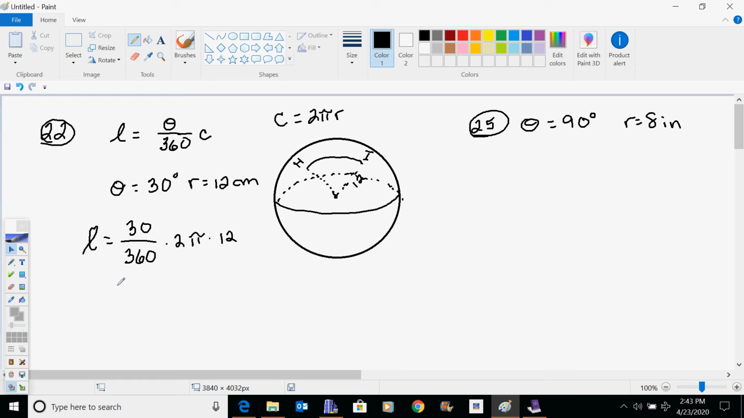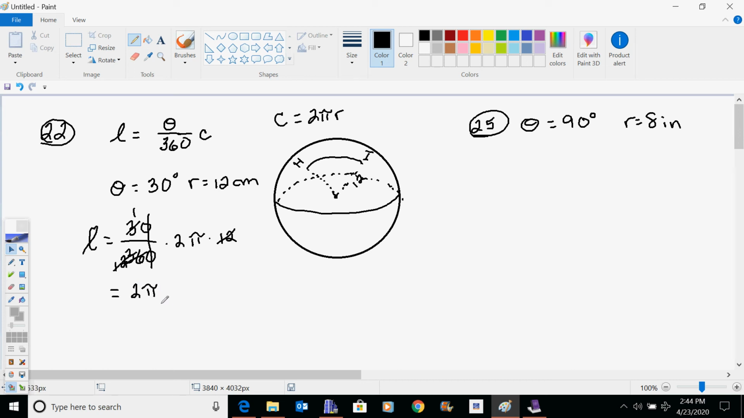I tend to do simplifying first. So both of these are easily divisible by 10, and that gets rid of the zeros. Then this is divisible by 3. And then the 12s can also cancel out. So in this case, we're just left with 2 pi.